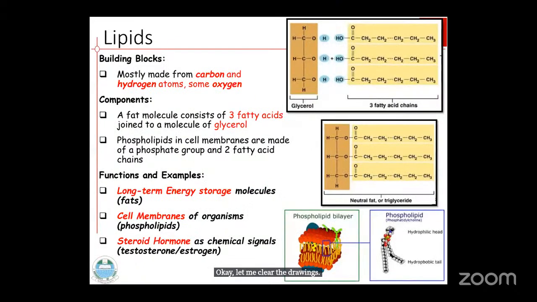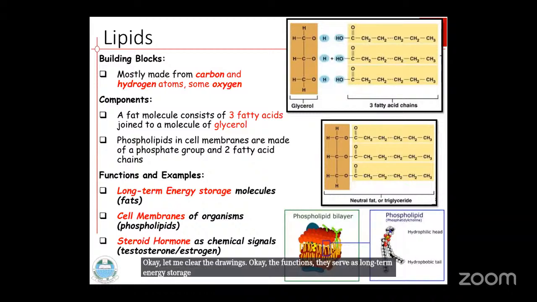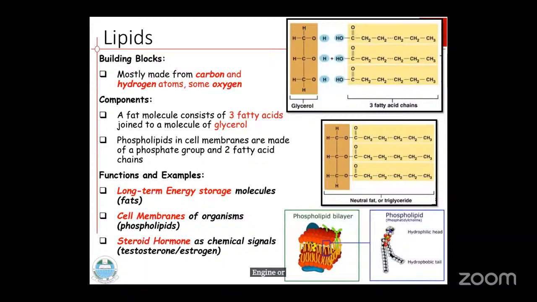Okay, the functions: they serve as long-term energy storage. They constitute the cell membranes of organisms in terms of the phospholipid layer. Then some of them are steroid hormones that serve as chemical signals. Your testosterone and your estrogen are all lipids.